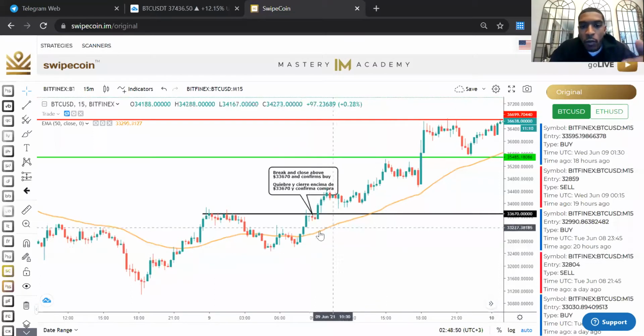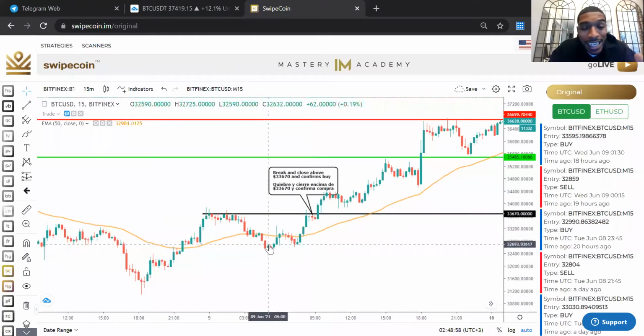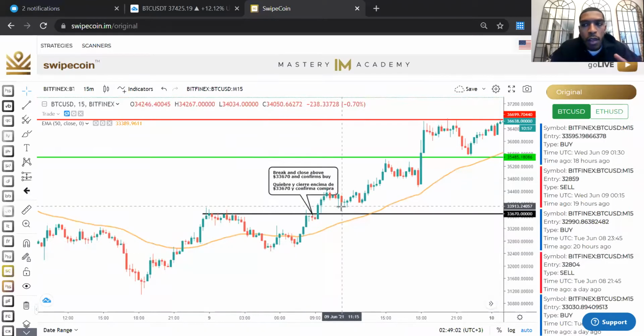So if we got a buy, remember that buys are confirmed by what? The price breaking above this 50 EMA line, this yellow line right here. If we got a sell, a confirmation would be that the price broke below. So if we're in a buy, then we're going to put our stop loss on the opposite side of the yellow EMA line. Make sense?